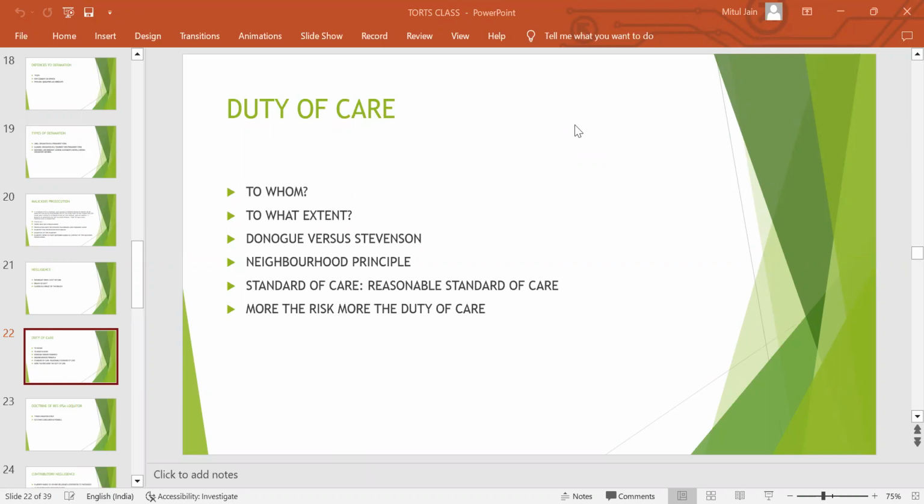What do I mean by that? ऐसा नहीं है कि आपका पड़ोसी, ठीक है, अगर आप रोड पर चल रहे हैं तो जो भी गाड़ी चल रही है वो सब आपके नेबर हैं. ठीक है. Any person who is likely to get affected.